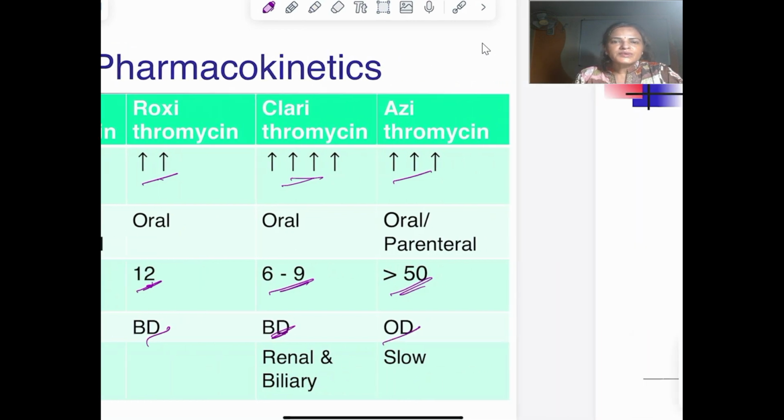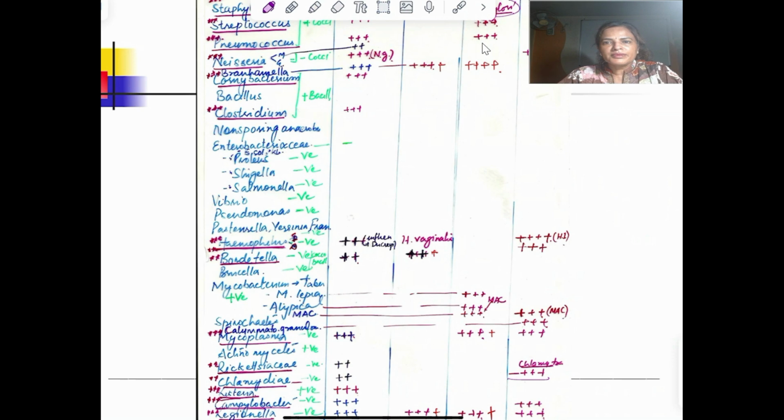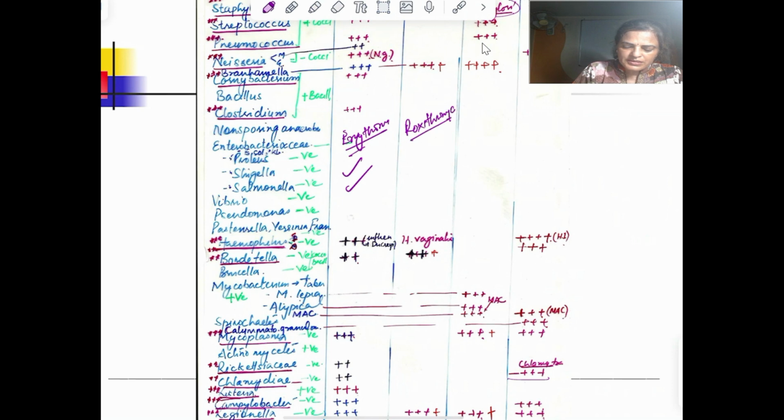Now coming to the next one, roxithromycin, and how you can remember the antibacterial spectrum of the rest of the macrolides. A few are not visible here. The first column is for erythromycin, I'll write it here. This I have completed. And now the second one is roxithromycin. How are you supposed to write it? Usually what happens, you will be reading one thing.